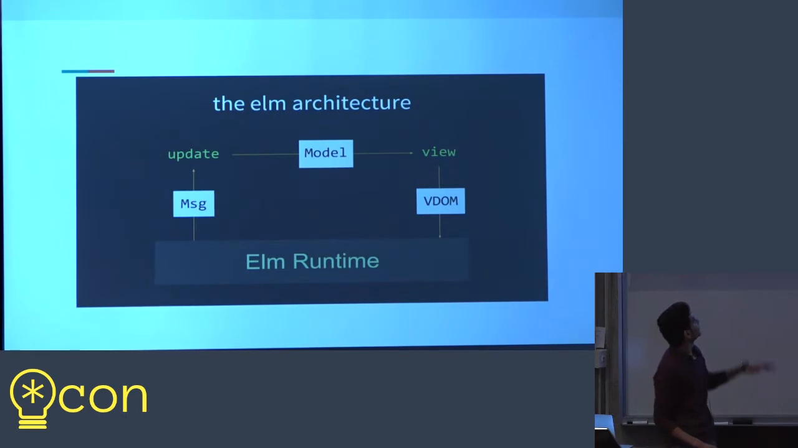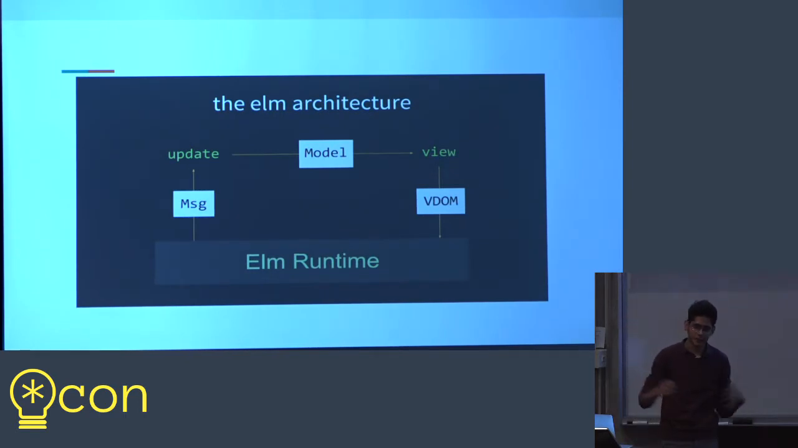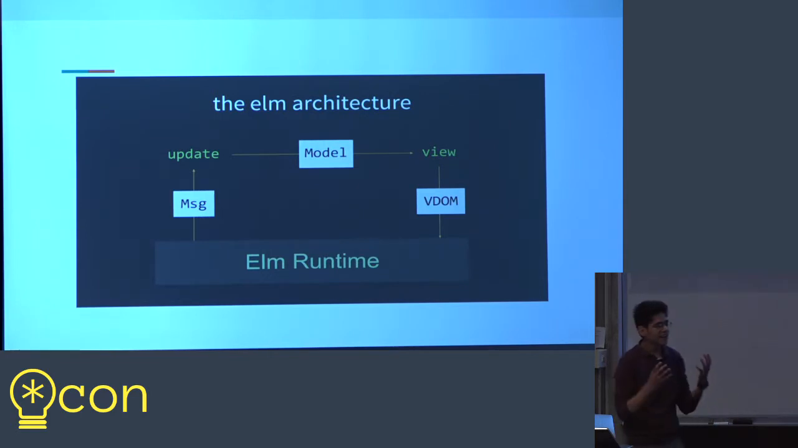Every app in Elm is based on the Elm architecture. No matter what it does, no matter how complex it is, every Elm app breaks down into three main components. That's the update function, there is the model, and there is the view function. So let's talk about the model first.